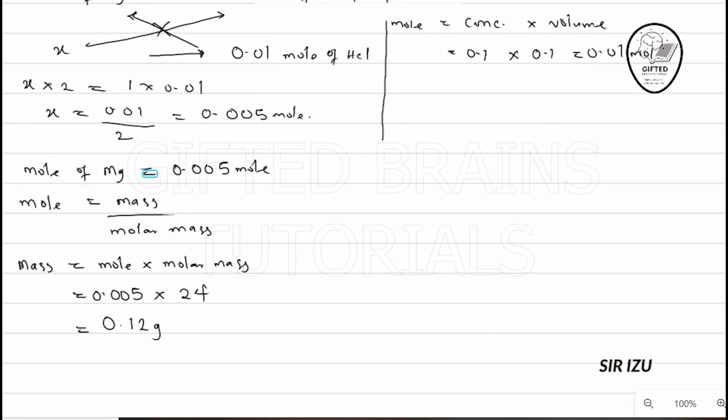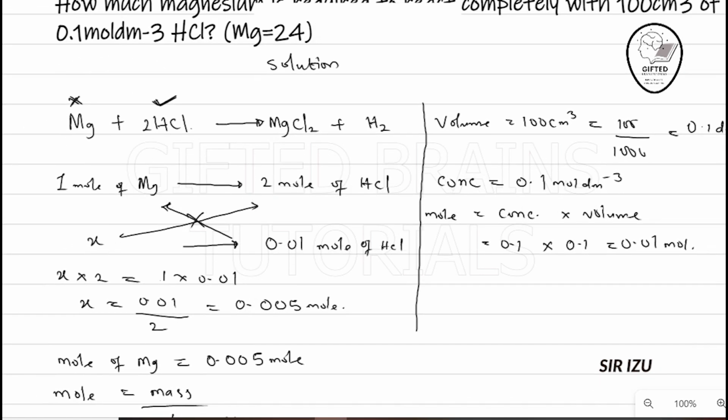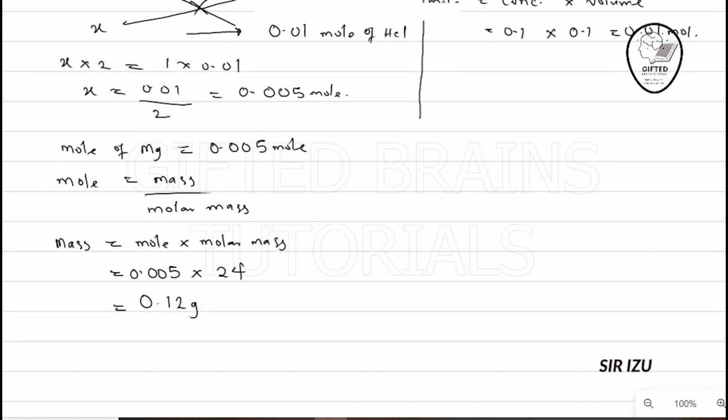If I've gotten the mole of magnesium, I can easily get the mass of magnesium. So the mole of magnesium is 0.005 mole. From our relationship, mole is equal to mass over molar mass, so mass will be equal to mole times molar mass. The mole has been gotten as 0.005 multiplied by the molar mass of magnesium, which is given in our question as 24. So 24 times 0.005 will give me 0.12 gram of magnesium. So that's about that.